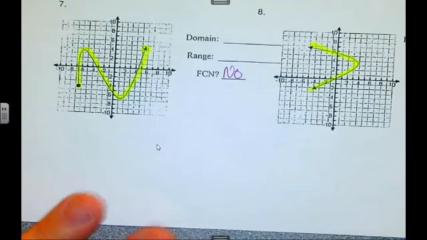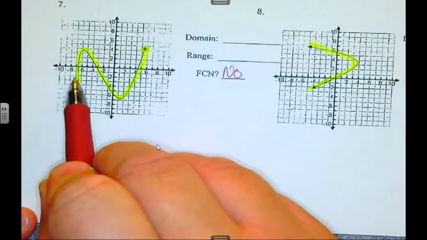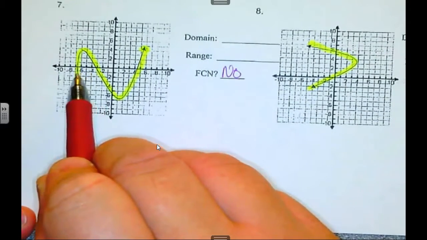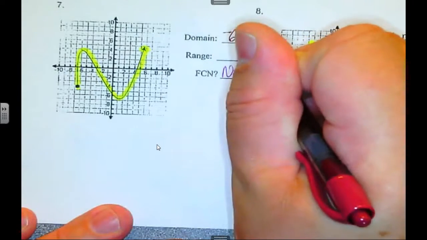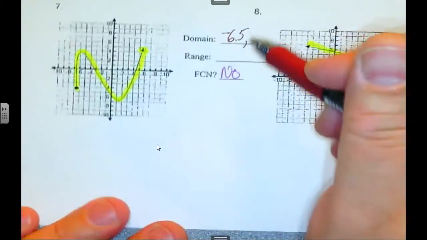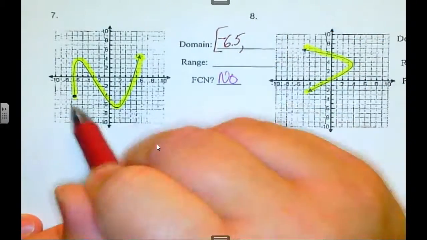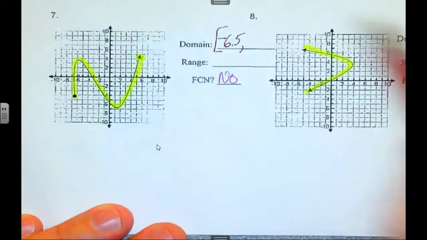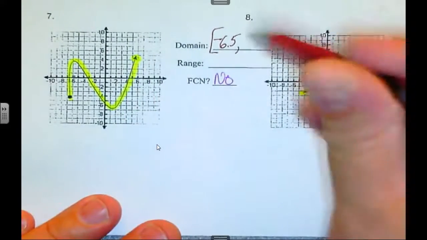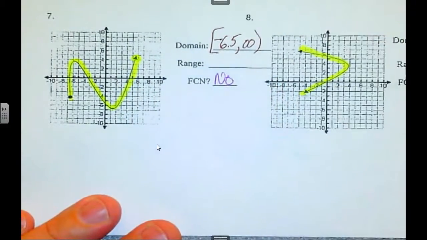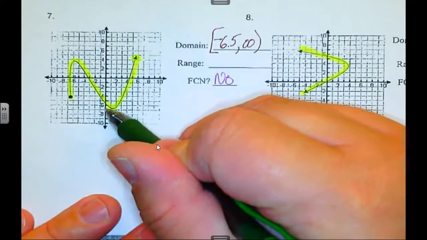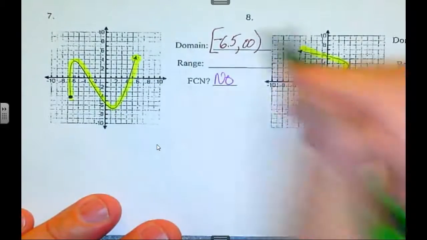What's the domain of this? Where does it start? Not quite. I'm going to say negative 6 3/4. Actually, on your screen up here, it looks like 6, but maybe down there it is 6, and I'll say 6.5. Where does it stop? Good. And the range? Same thing, like negative 6.5, right?